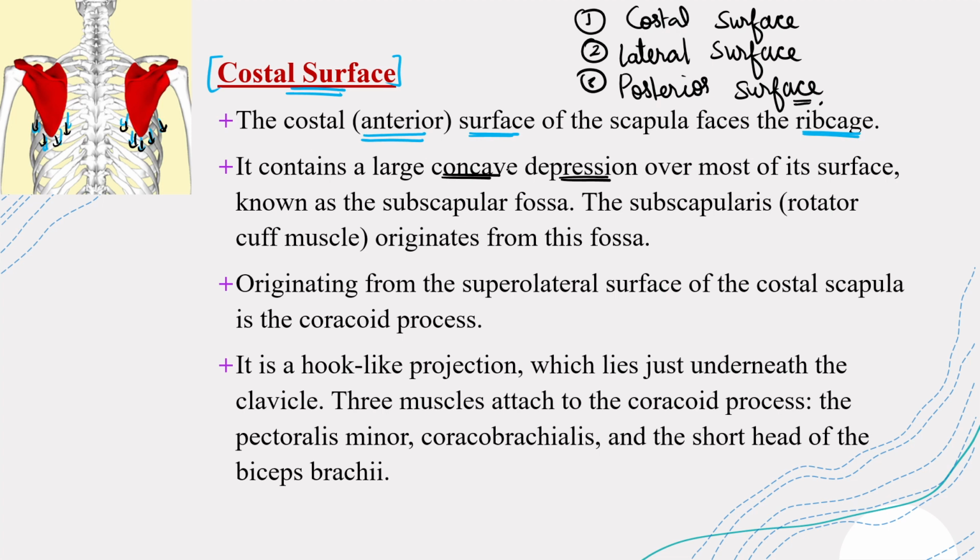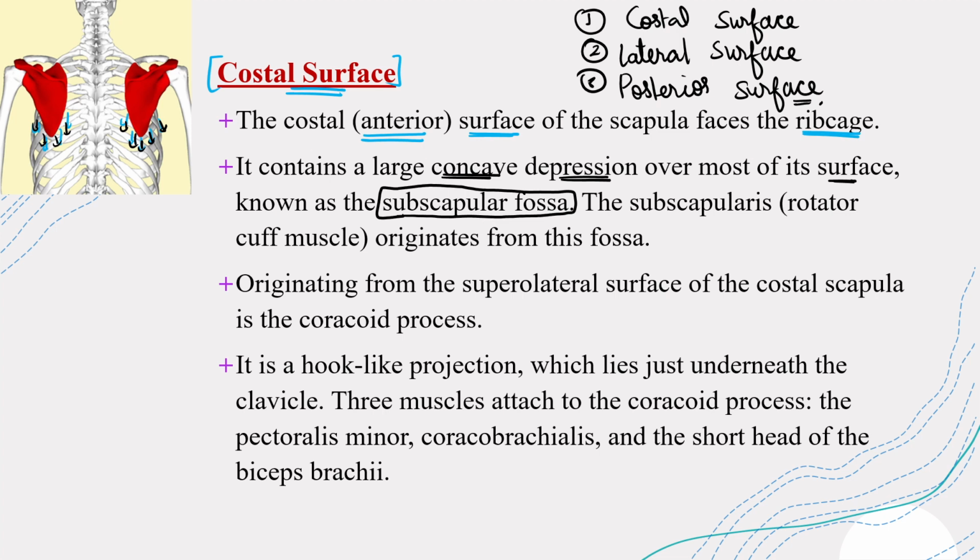It contains a large concave-shaped depression over most of its surface, and that is known as the subscapular fossa. All these fossae we are going to talk about are the site of some muscle attachment. So this is the muscle attachment area, you can say. That's why it contains a concave depression. Whenever muscles get attached to specific bones, they make some depression over the bone. So we can see the bone and have an idea that this particular area has some attachment of muscles.